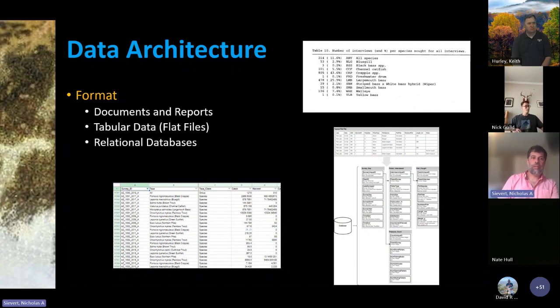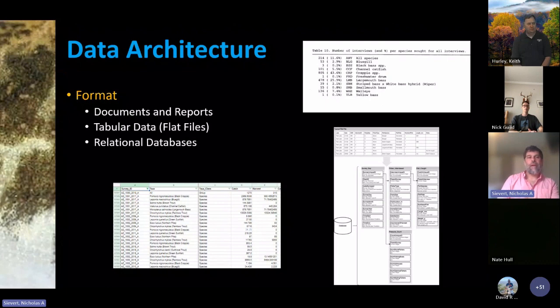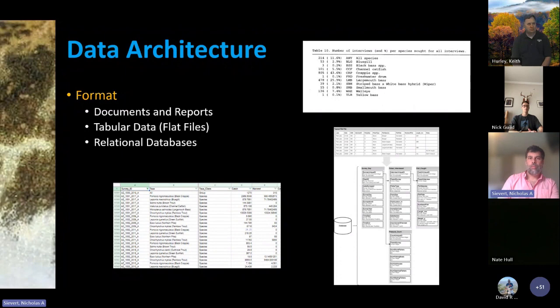For really simple data sets, you can use tabular data or flat files. That's something like an Excel spreadsheet. And that can work okay, but here we really want to focus on the use of relational databases and why that's incredibly valuable. It will help your data be used for a lot more purposes, be a lot easier to access, and there's a bunch of other benefits that we're going to get into as we go.